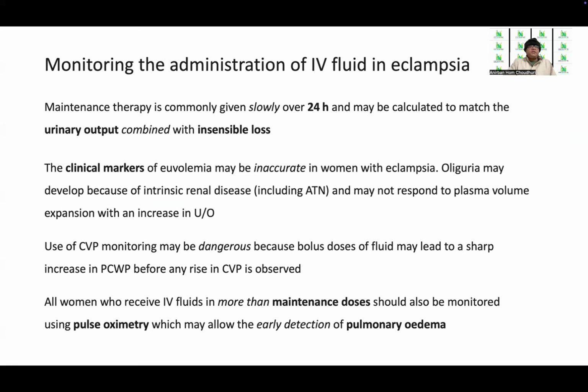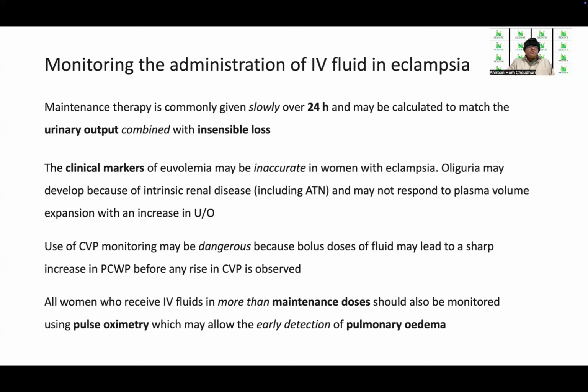So commonly the maintenance therapy which is required in these patients is given slowly over 24 hours and may be calculated to match the urine output plus the insensible loss. The clinical markers of euvolemia may be inaccurate in women with eclampsia, because oliguria may develop because of intrinsic renal disease, including acute tubular necrosis, and may not respond to plasma volume expansion with an increase in urine output. So that can be misleading and may not be a perfect clue.